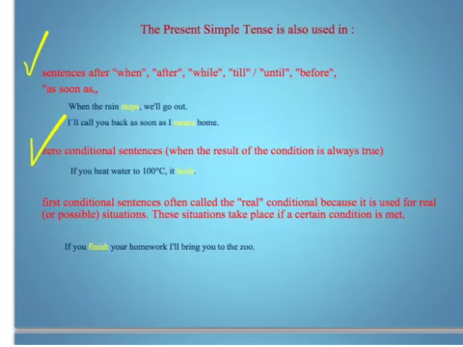It is also used in the first conditional sentences, often called the real conditional, because it is used for real or possible situations. These situations take place if a certain condition is met. If you finish your homework, I'll bring you to the zoo. Instead of bring, it's better to say take.